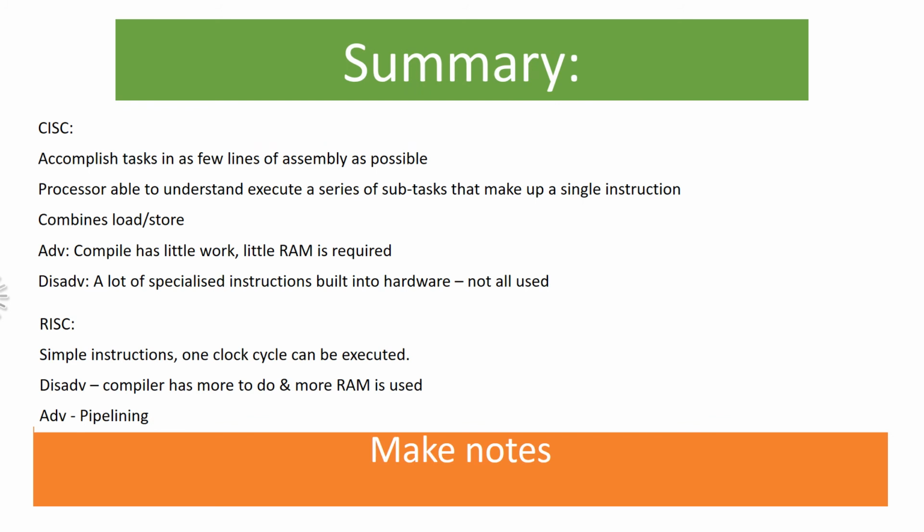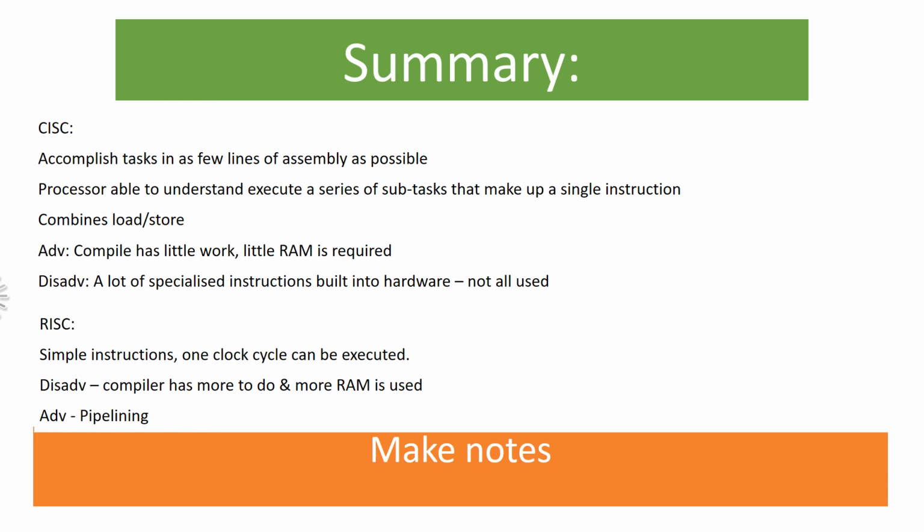In summary, CISC accomplishes tasks in as few lines of assembly language as possible. The processor is able to execute a series of these subtasks, which make up a single instruction. A CISC instruction is going to include a load and a store. The advantage is it takes less RAM. Remember, it's one instruction compared to our example where there were 4. And the compiler has less work to do. However, you need to build a lot of specialist instructions into hardware and they might not all be used.